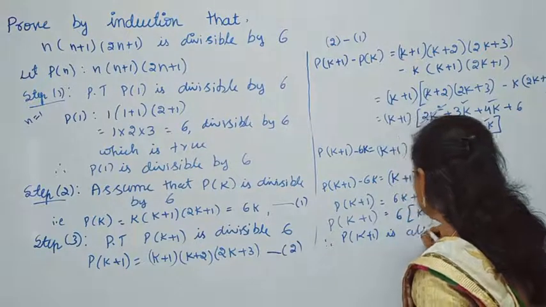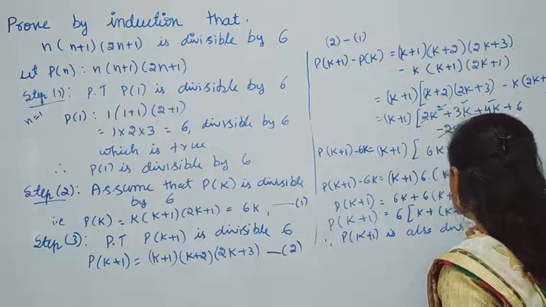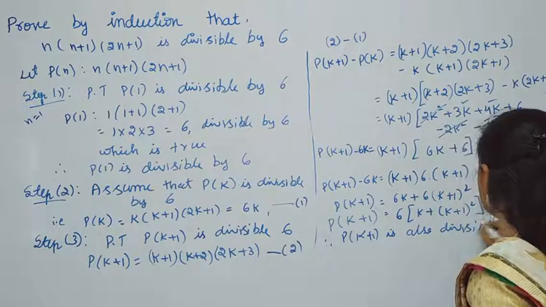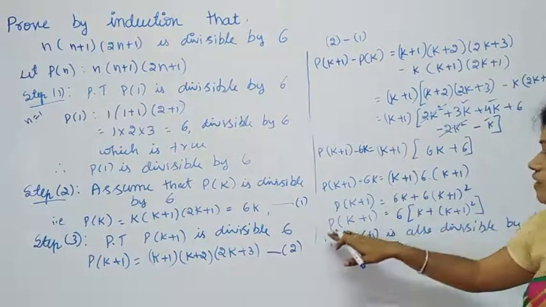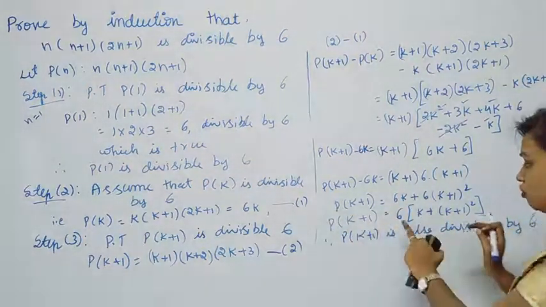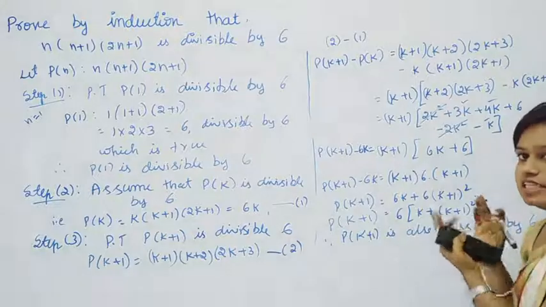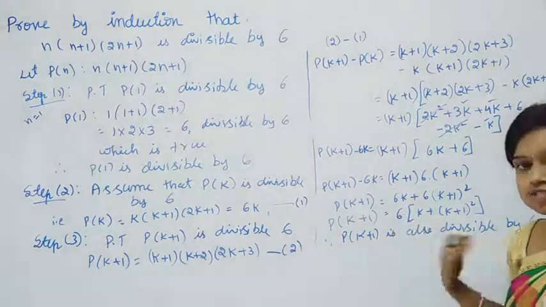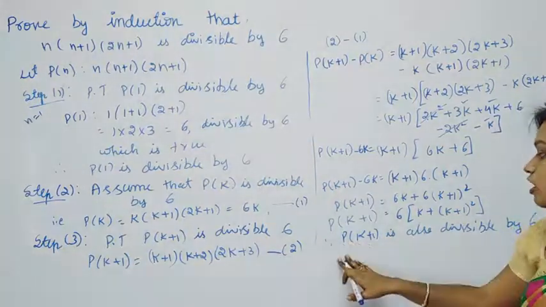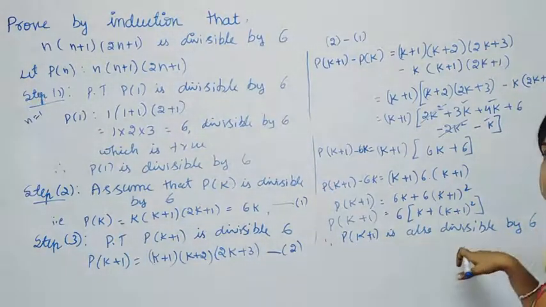It is also divisible. Is also divisible by what? Divisible by 6. Understand? So if you simplify, you will get p of k plus 1 is equal to 6 into some number. That is a multiple of 6. It is nothing but a multiple of 6. So a multiple of 6 is divisible by 6, right? So therefore p of k plus 1 is also divisible by 6.